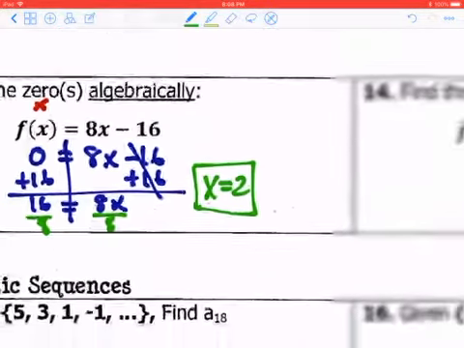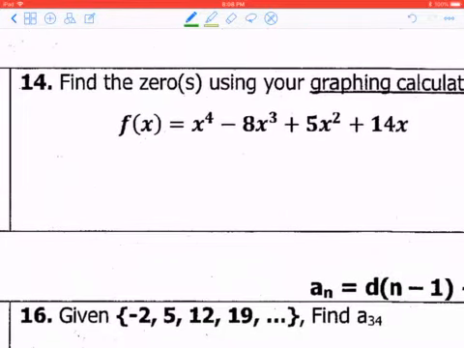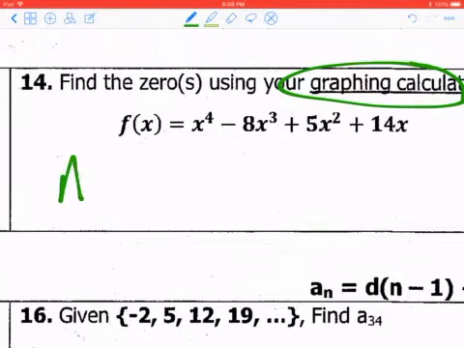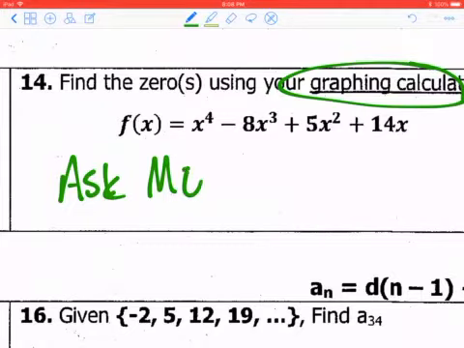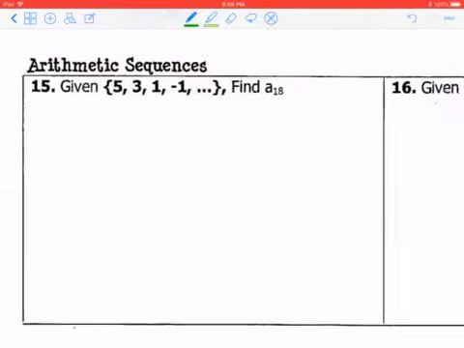We take that same approach on the next one. We can't, because we would have to graph this one. Definitely, it says with a graphing calculator. So ask me to show in class. Okay, after you've tried that.